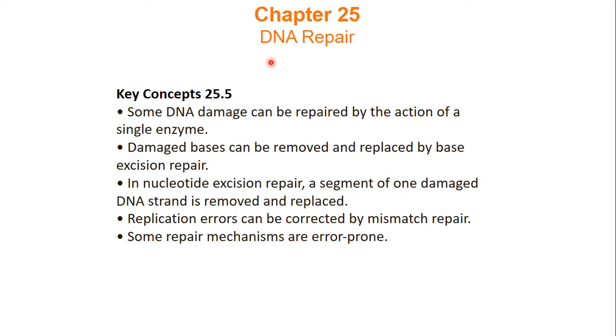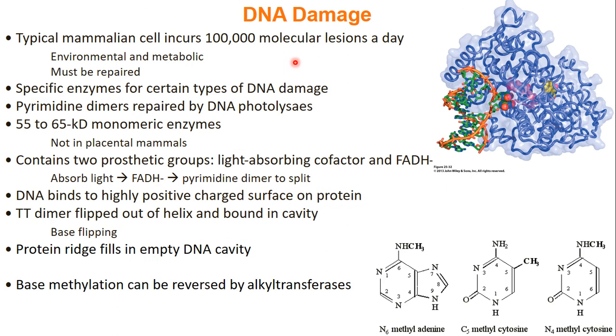In this video, we're going to look at how our body can repair some DNA damage. So typically in any given mammalian cell in your body, you have 100,000 molecular DNA damage events that happen in a given day. This can be from your environment or from your natural metabolism, but this has to be repaired, otherwise your cell won't be able to replicate or create new proteins or do much of anything with this DNA.